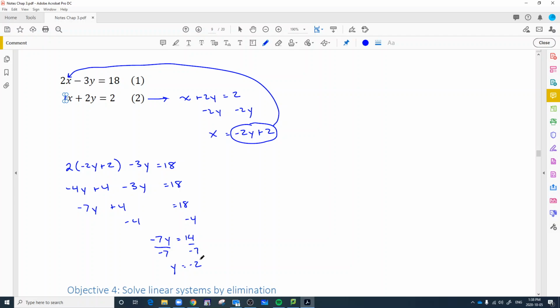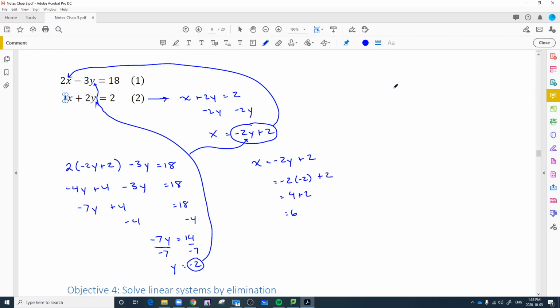So now that I've got y equals negative 2, I need to take this negative 2 and substitute it in for y in one of these two equations, or into this equation, depending on how confident you feel with your rearrangement. I mean, this one would be ideal. So let's do that this time. I'm going to plug it into that second equation in its rearranged form. So I'm going to plug in y is negative 2. I get 4 plus 2 is 6. So I'm guessing that my solution is 6, negative 2.